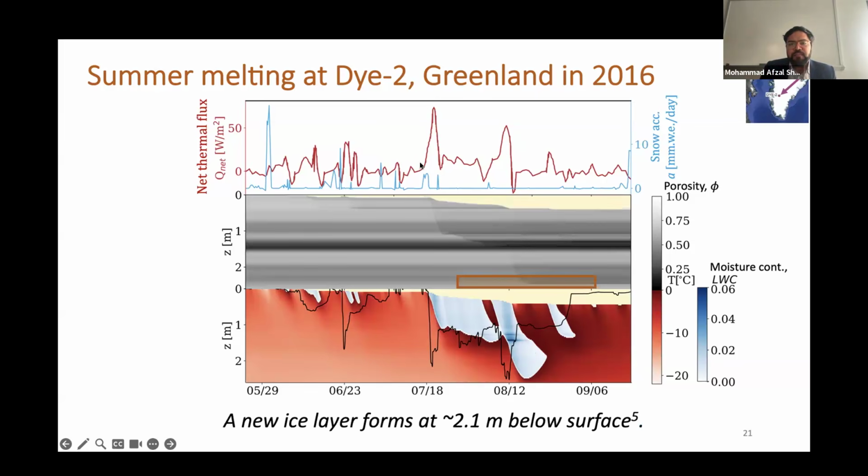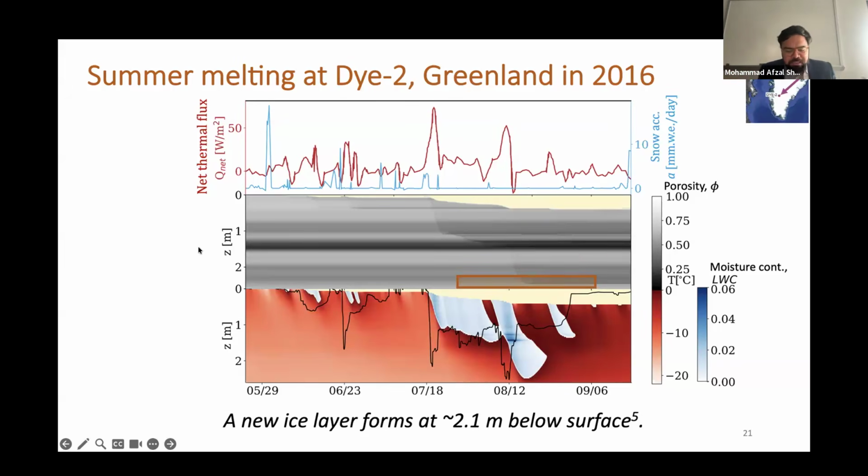In this part between July and August of 2016, you can see that the average thermal flux is greater than 0. Similar to the case we discussed right before this, you have a summation of these 2 melt events, and then it penetrates deeper. Furthermore, we found that there is a new ice layer that forms at about 2 meters below the surface from our model, based on this conduction and cooling idea. And it was also seen in firn stratigraphic measurements conducted by our collaborators.